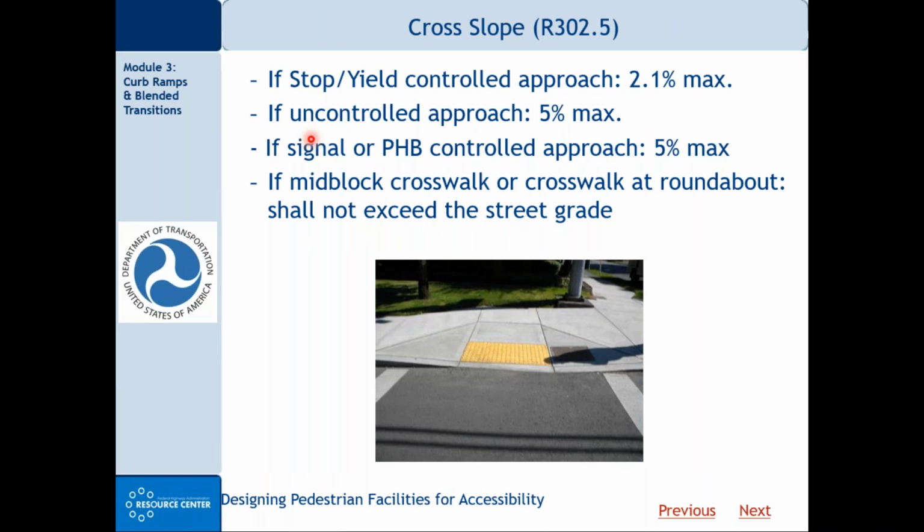Okay. Next question. They keep coming. Oh, she says that makes sense. They're the cross slopes on the roadway, not the ramp. That's correct. Okay. Next question. Can you use R302.5 as a reason why the cross slope exceeds 2.1% at a roundabout, or does the agency have to adopt PROWAG?